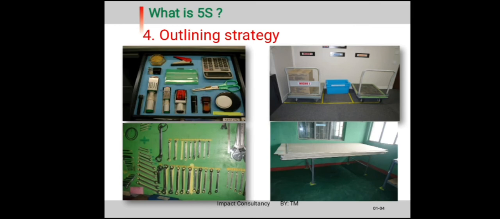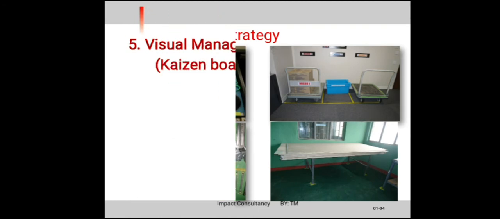The fourth one is outlining strategy, is keeping materials according to their shape on their places. Creating a shape on their place may be by painting or by sculpturing. We can make the shape of that material on the place it is put down.